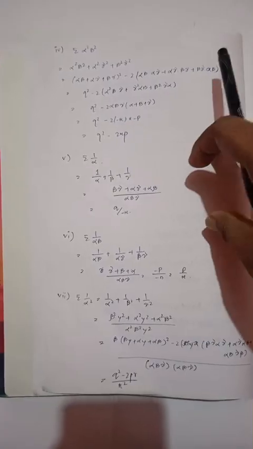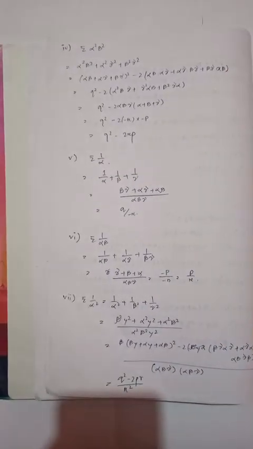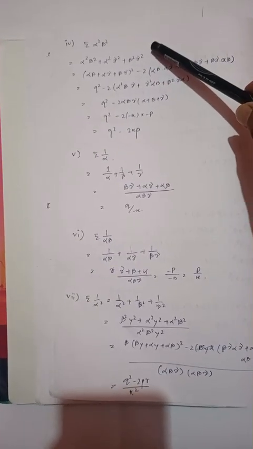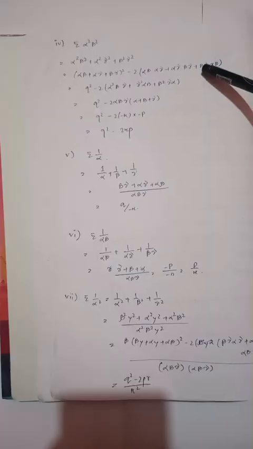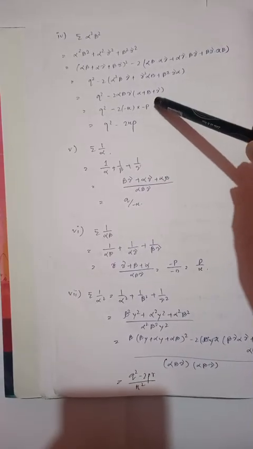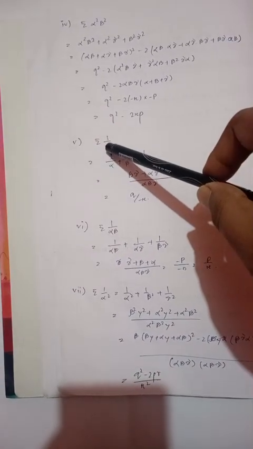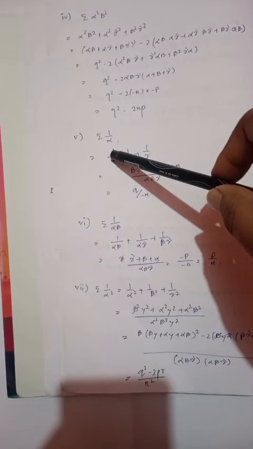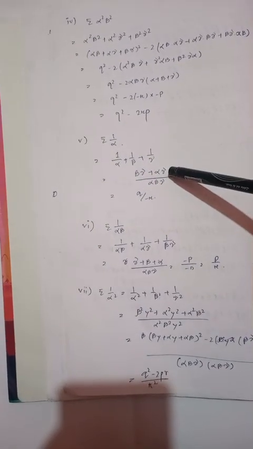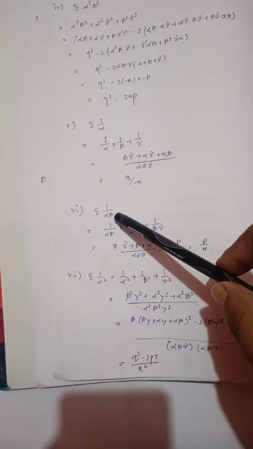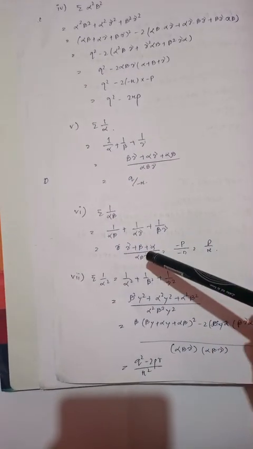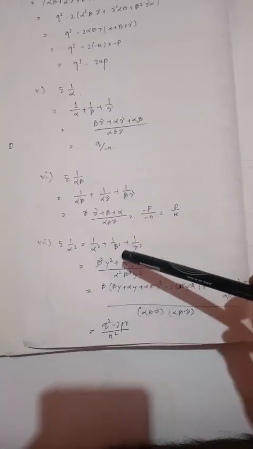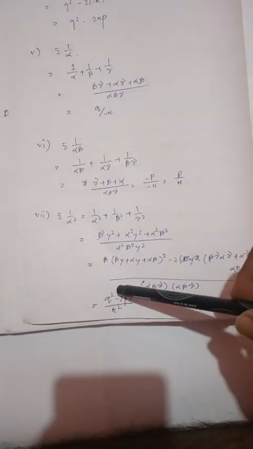Question number 4 is alpha square beta square. So we'll have to expand this at first, then we'll rearrange it, then we'll substitute the values, then we'll get the answer. For this one, we have to expand it first, then we put the values and we'll get the answer. Same for the next ones, we expand first, put the values and get the answer.